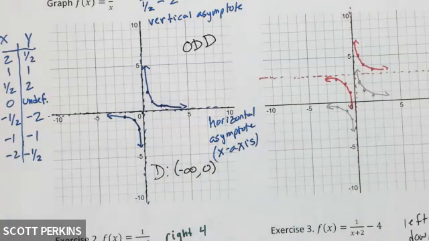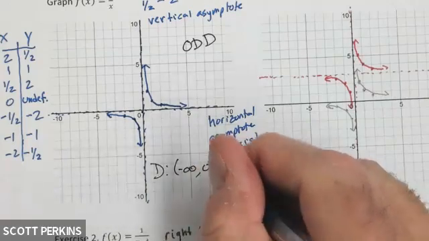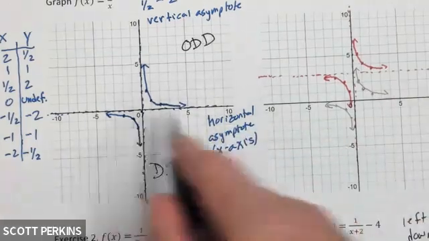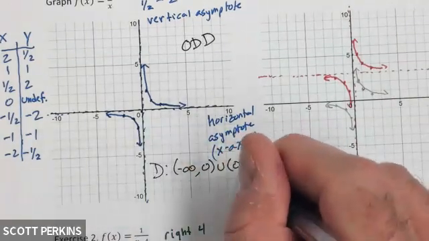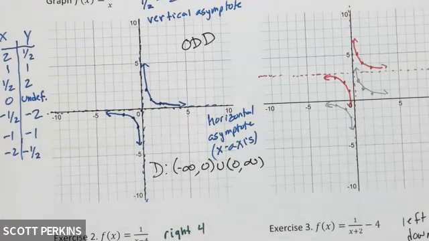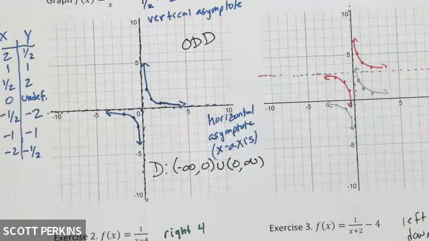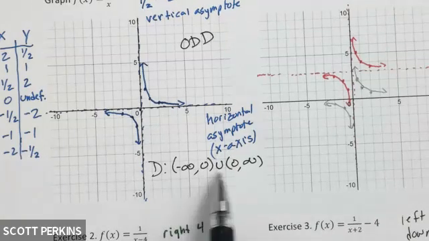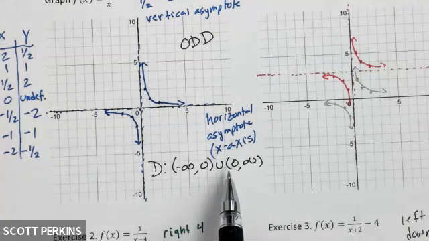So I'm using a parenthesis, do not use a bracket there. Bracket means equal, and we're not equal to 0. And then union, and then on the other side of the asymptote, I start at 0 again, and I go to infinity. So there's my domain. That is just the fancy math way to say, okay, I got to hop over the value of 0.